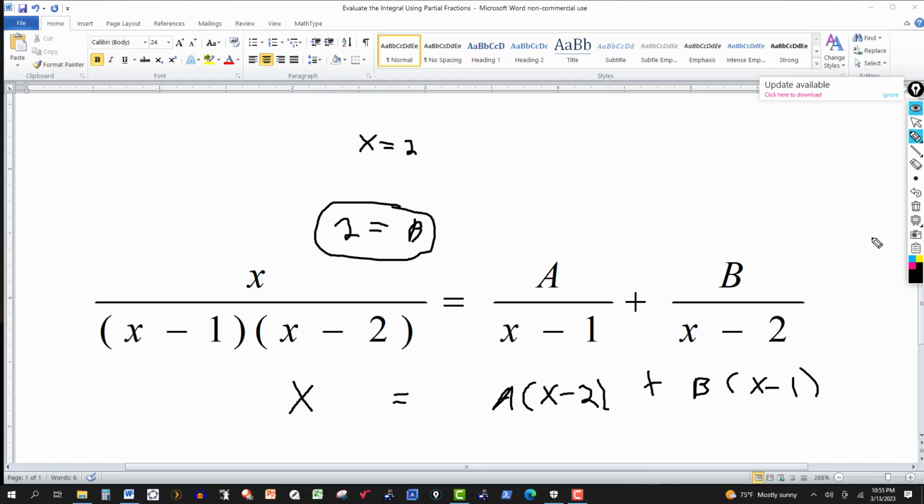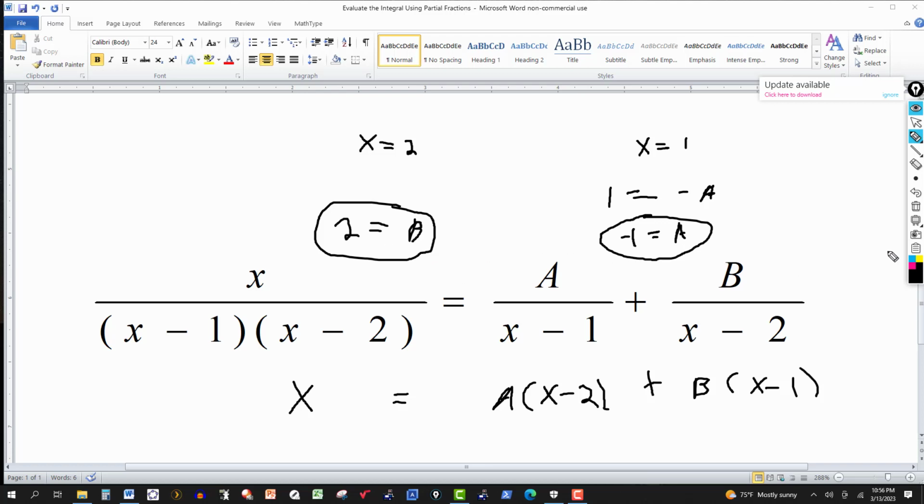Now we need a. Again, we can get a the same way. Replace the x by 1. So what happens if x is equal to 1? Put a 1 over here on the left side, we get 1. On the right side, put a 1 there. 1 minus 1 is 0. That wipes out the b, and I'm left with a. And then 1 minus 2 here gives me negative 1. This will be negative a. Solve for a by multiplying both sides by negative 1. We get a is equal to negative 1. That's how easy it is to find the constants. a is equal to negative 1, and b is equal to 2.